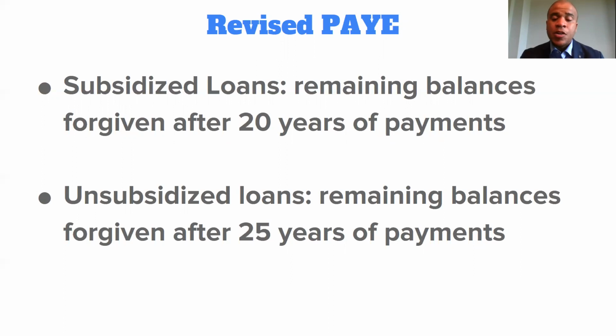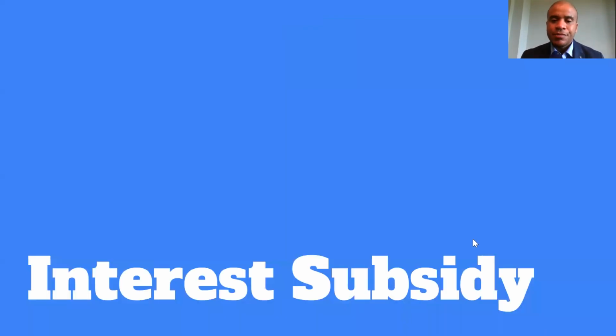With unsubsidized loans, you have to pay a bit longer. If you have unsubsidized loans under the Revised Pay-As-You-Earn plan, the remaining balances will be forgiven after 25 years of payments as compared to the 20 that's offered by the subsidized loans. This is the difference in the repayment period between the two forms of debt.